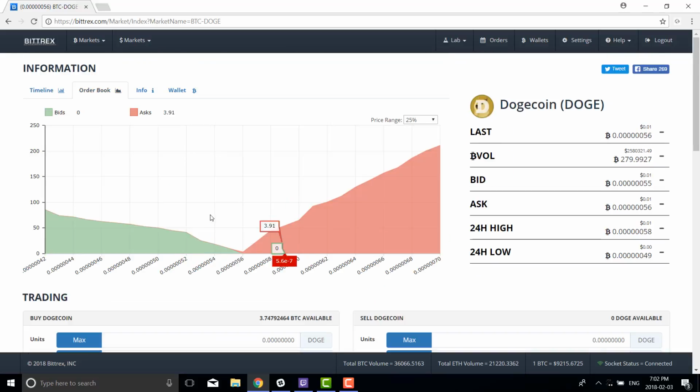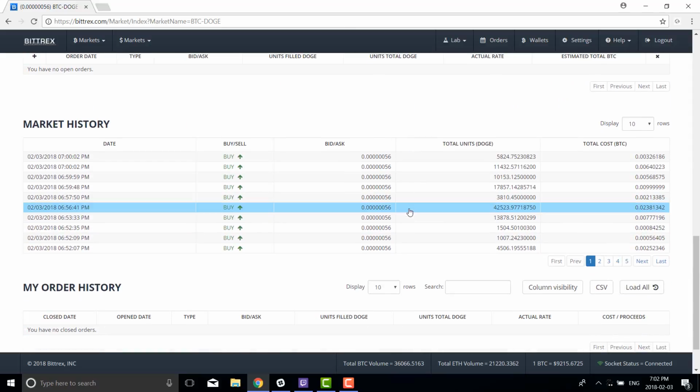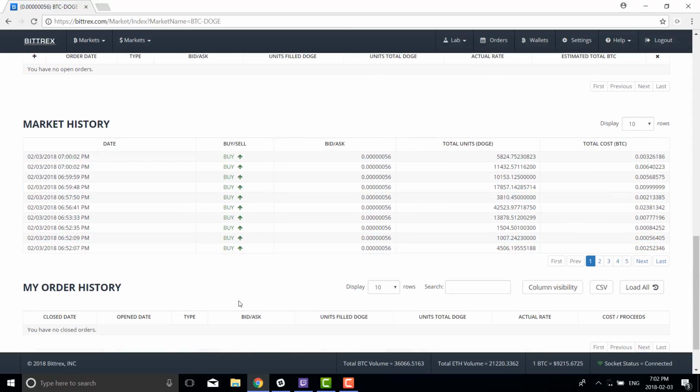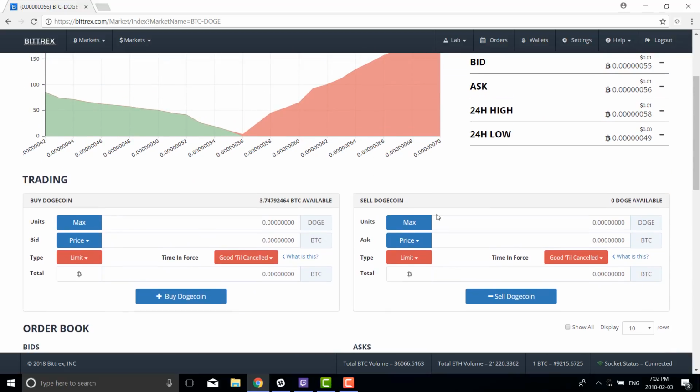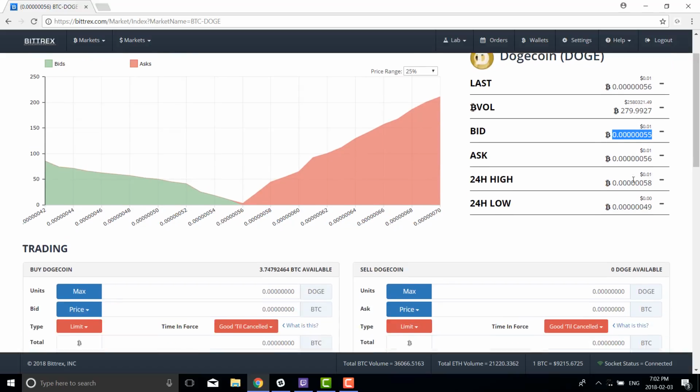First off, you can see the order book here. You can see all the buys and what people are trying to sell it for. You can see the order book here again, instead of a visual, and the market history and your own history. So the current price, the ask price is 56 and the bid is 55.